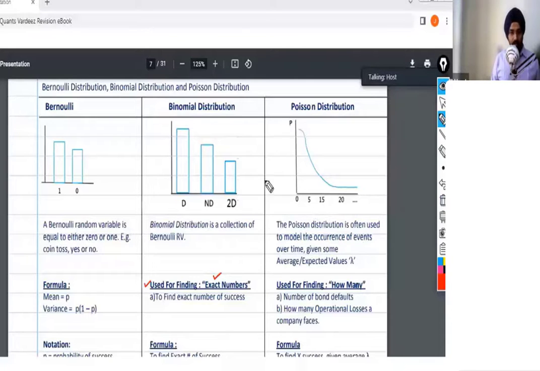Okay, and let me tell you, these three distributions that we have in the book, Bernoulli, binomial, and Poisson, are all discrete random variables. So a random variable which is discrete in nature will take either the Bernoulli, binomial, or Poisson distribution. Fair enough. And as you can see from the diagram, the bond default or any other thing can take on specific values, which is the speciality of the discrete random variable.